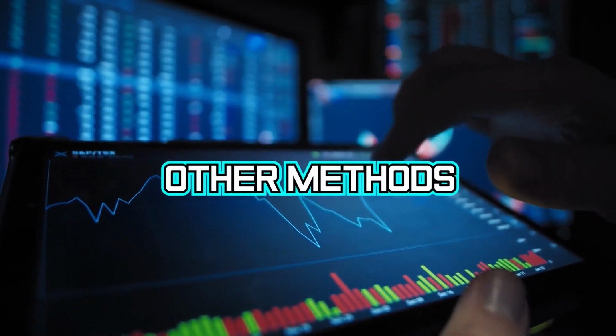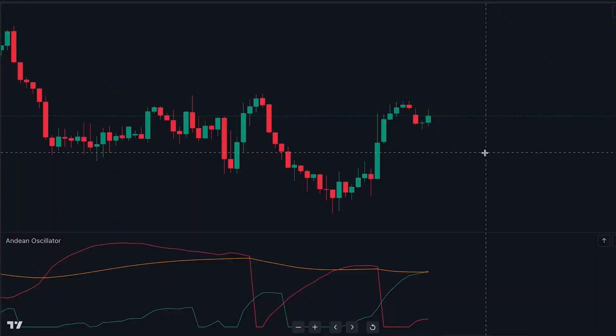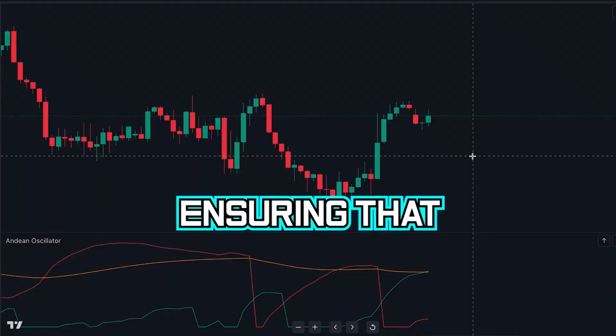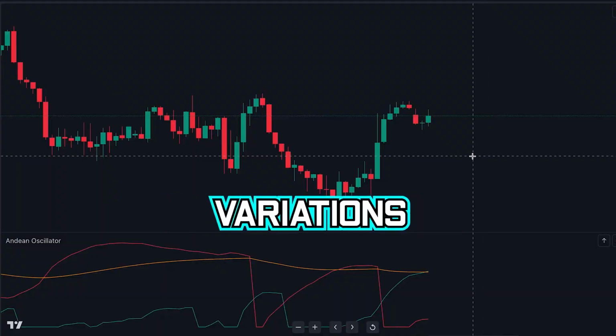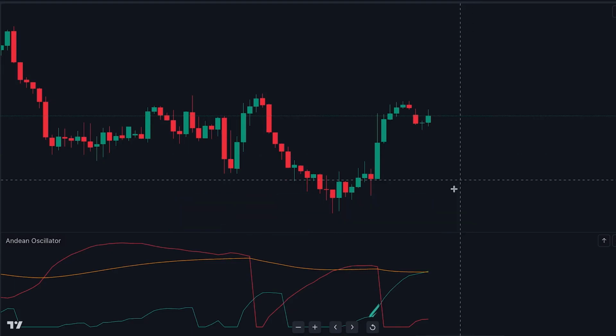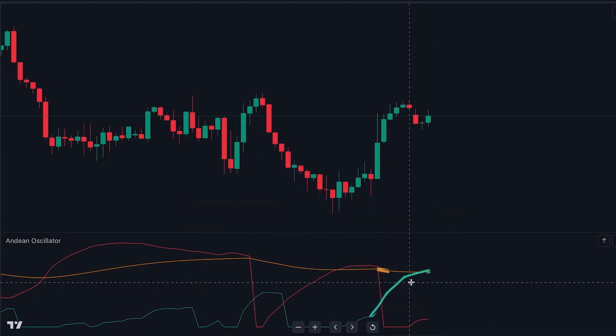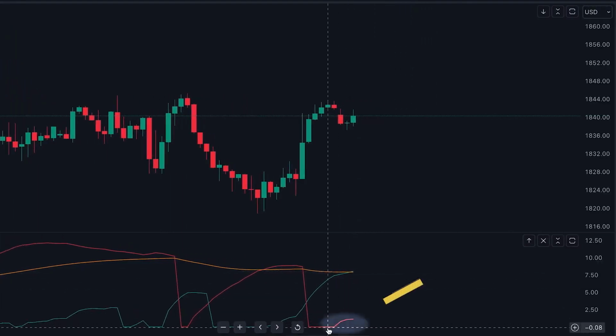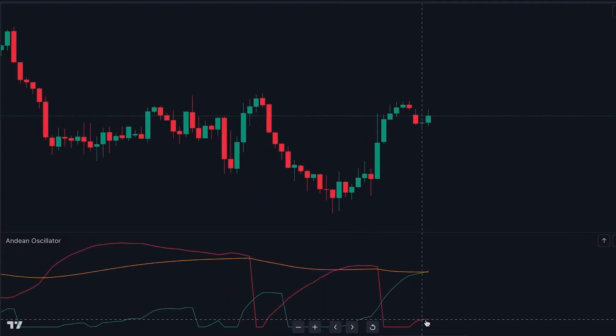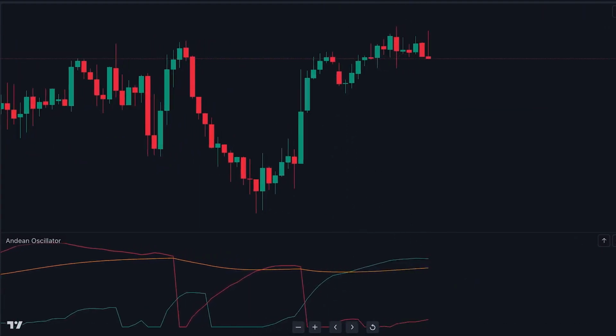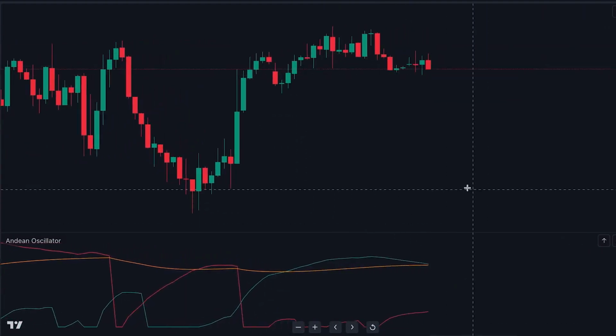However, there are other methods which can be more profitable. One of those methods involves ensuring that the component line has 0 variations at the point of the trade. Here we can see we have bullish momentum and we have the signal line crossing below the bullish component line, but if we look at the bearish component line, we can see it's not at 0. This means that there is still some sellers in the market. Due to this, we might want to skip this trade and wait on another.